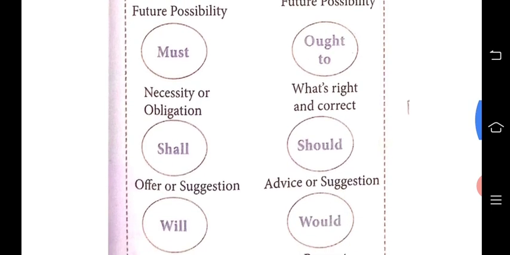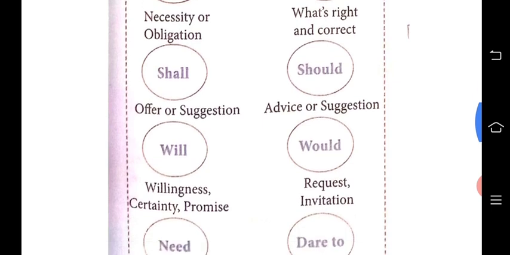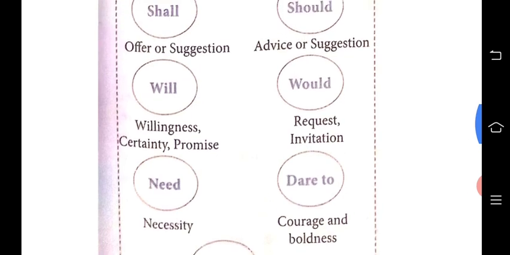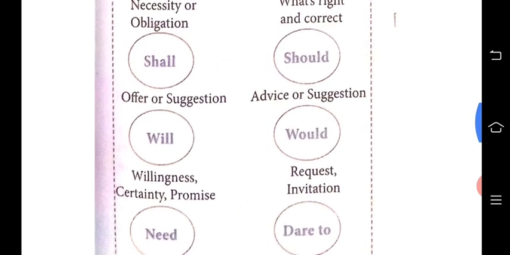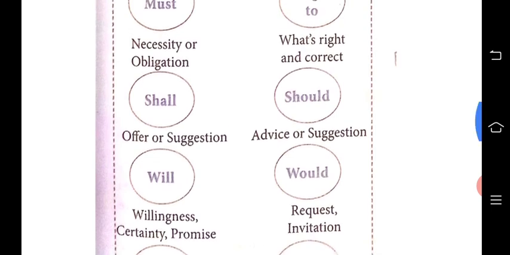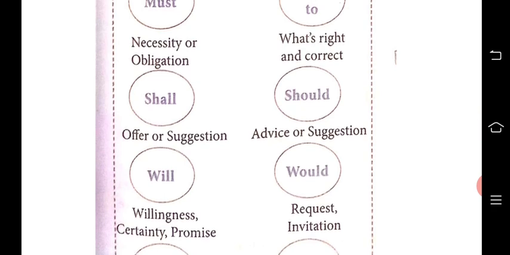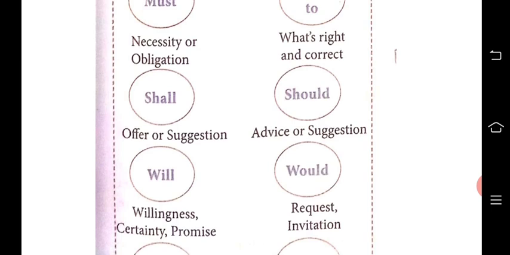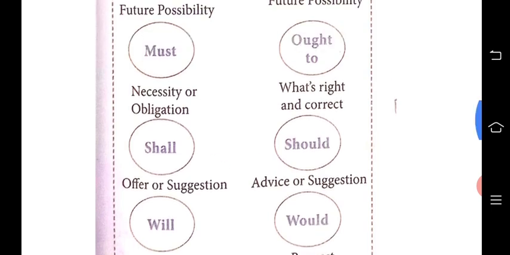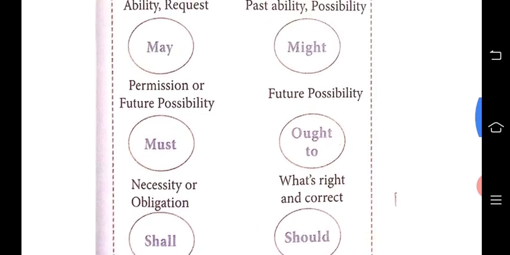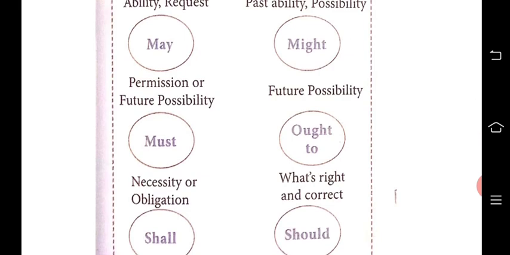Shall, offer or suggestion. And then will, willingness, certainty, promise, need, necessity. Used to, past habit. Dare to, I told you, courage and boldness, that is challenge. And would. Would, I told you, three sorts of things we have. Past tense of will, we use would. And asking, showing desire, we use would. And then for past habitual in modal auxiliaries, we use would. In past habitual used for semi-modals, we use used to. Got it or not? And should, I told you, soft stress advice, advice or suggestion. Ought to, what's right and correct, that is moral obligation. Got it or not?